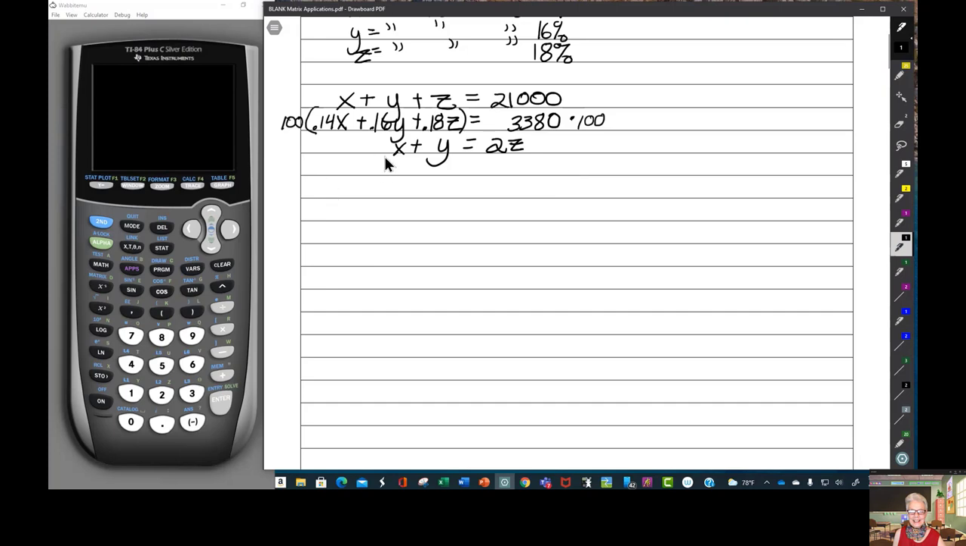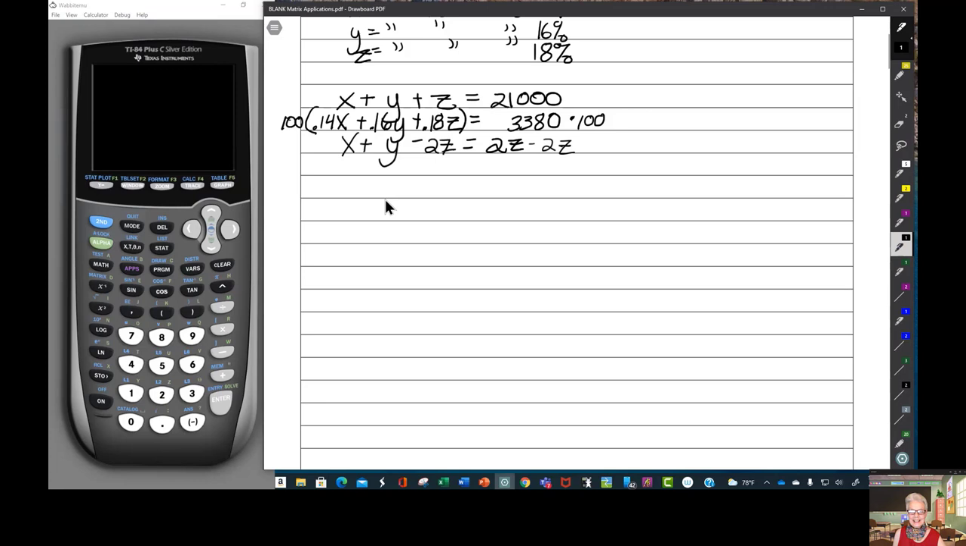Meanwhile, I need to write this in standard form. So I'm going to change the position of X plus Y, put the X under the X's and the Y's under the Y's. It's better that way. So I'll put my X here plus Y equals 2Z. And because we have numbers over here on the right and not letters, I'm going to subtract 2Z from both sides of this equation.